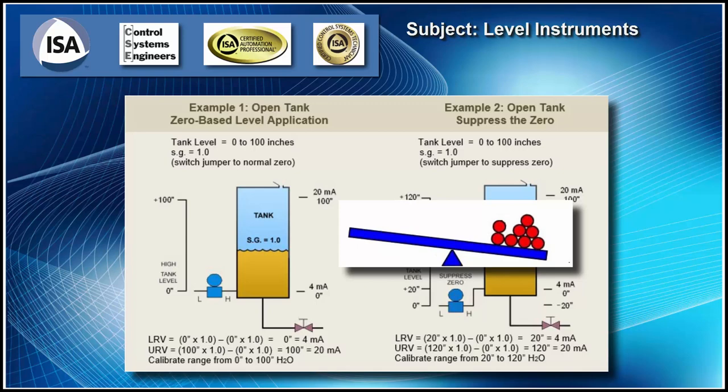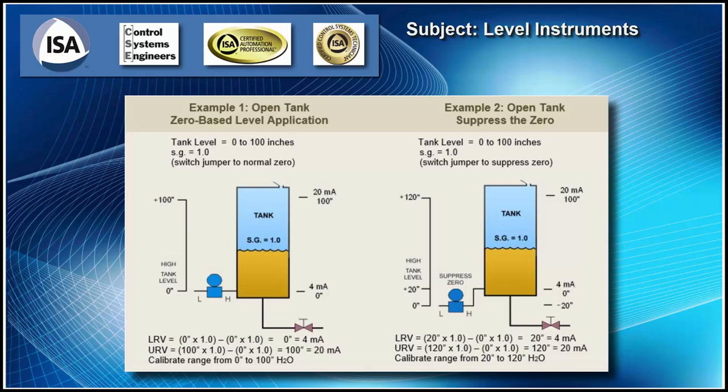Now we add the water into the tank and it rises above the 20 inches and we're going up to 100 inches. So to the transmitter, that is 120 inches. But we've taken away the 20 inches and so what we got is 120. We calibrated here from 20 to 120 inches.